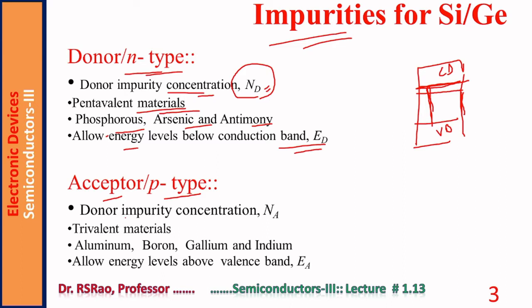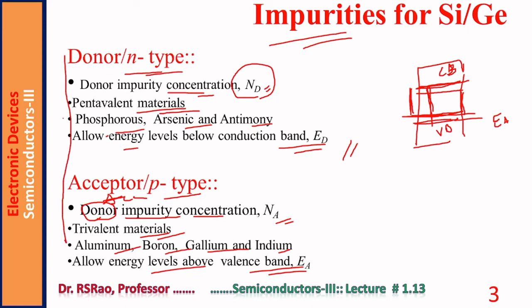Acceptor, P-type impurities. Acceptor impurity concentration is indicated by NA. These impurities are trivalent materials: aluminium, boron, gallium, indium. These are widely used materials. Allowed energy levels are created above the valence band, EA. So this is EA. Allowed band means this edge moves slightly upwards. Net result is the band gap decreases. Therefore, there is more possibility for a valence band electron to jump into the conduction band, resulting in more free electron concentration, consequently more conductivity.